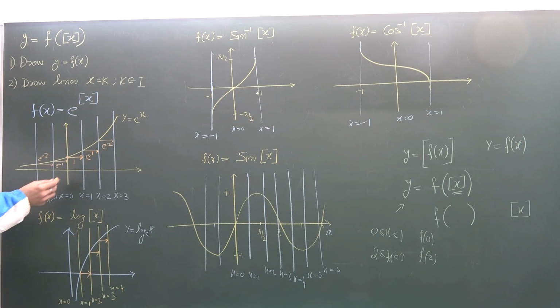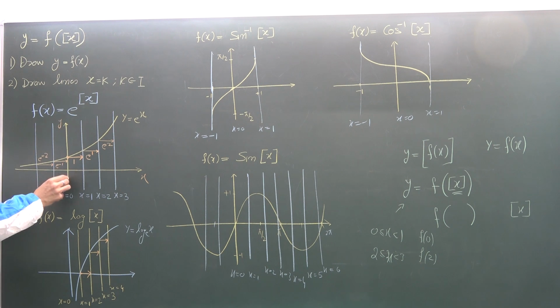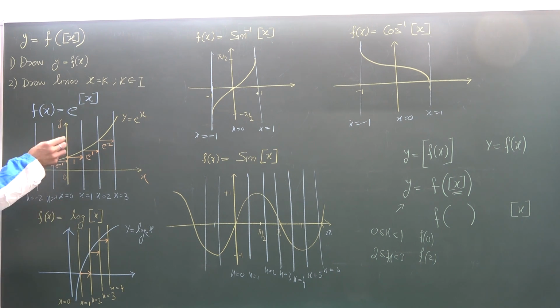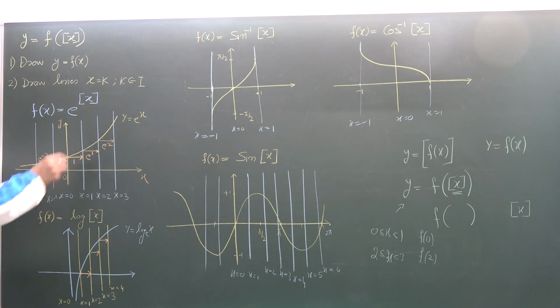This is the x-axis, this is the y-axis, this is the origin. Between 0 to 1, the greatest integer of x will be 0, which means the output will be e raised to the power 0, which means 1. Then between 1 to 2, the greatest integer of x will be 1, so the output is e. Then between 2 to 3, the input is 2, which means the output is e square. Then e raised to the power minus 1, e raised to the power minus 2.